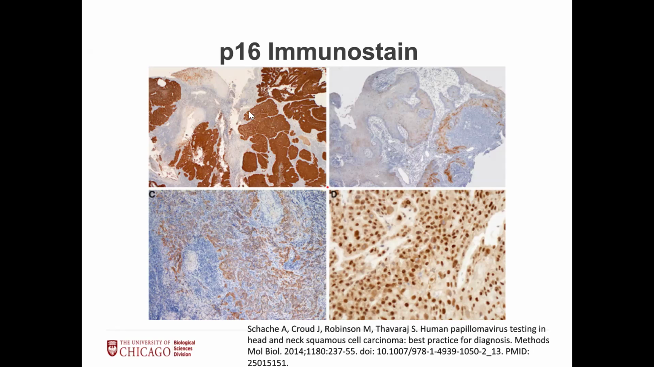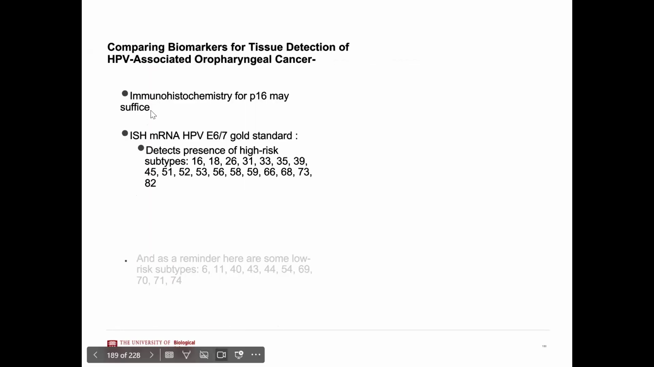So in this situation, maybe you don't have to do the additional testing. In this situation or in this situation, let's do the gold standard. Let's do the HPV high-risk RNA in situ hybridization studies. These studies are going to detect the presence of any of these subtypes. Okay, these are your high-risk subtypes. I think the list is now even longer. And as a reminder, these are some of your lower-risk subtypes.